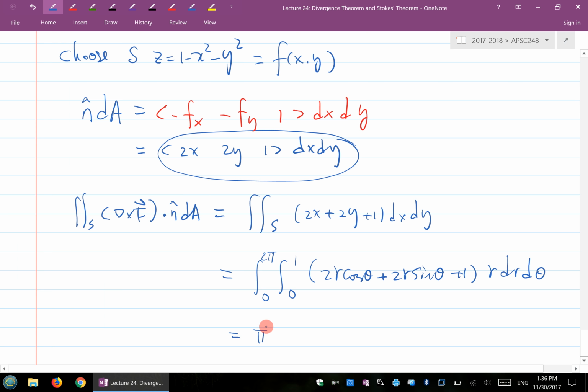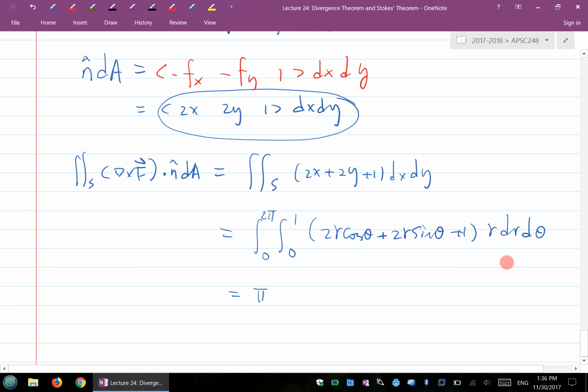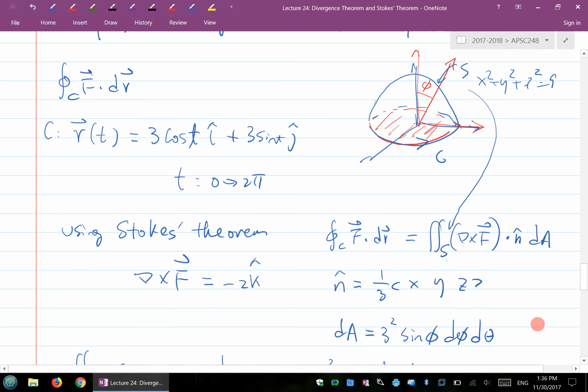So take a look at the lecture notes. There are a couple more self-study examples here, and that should be enough for Stokes theorem. Any questions? Yes. If we use the other surface, what would we do? Yeah, it really depends on what surface you're required to use, basically, right?